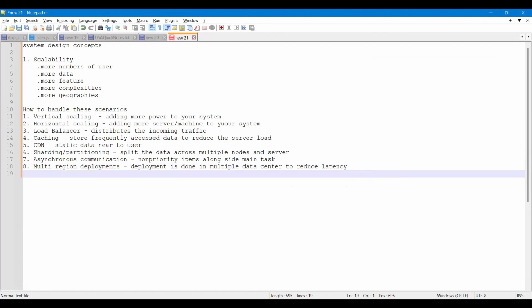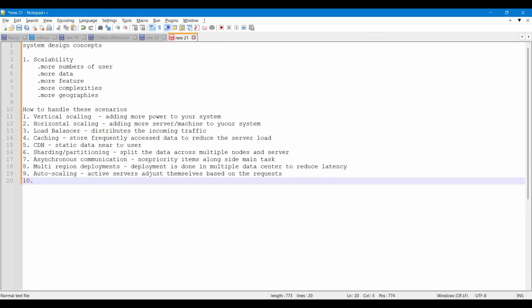Okay. And the second last is auto scaling. What do you mean by auto scaling? Auto scaling means your active servers adjust themselves based on the load.